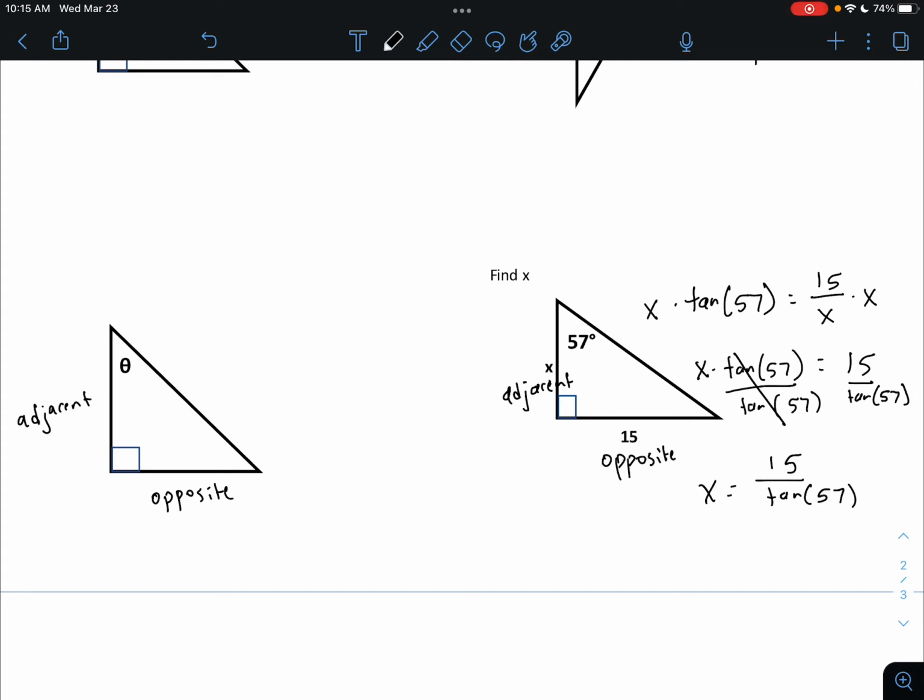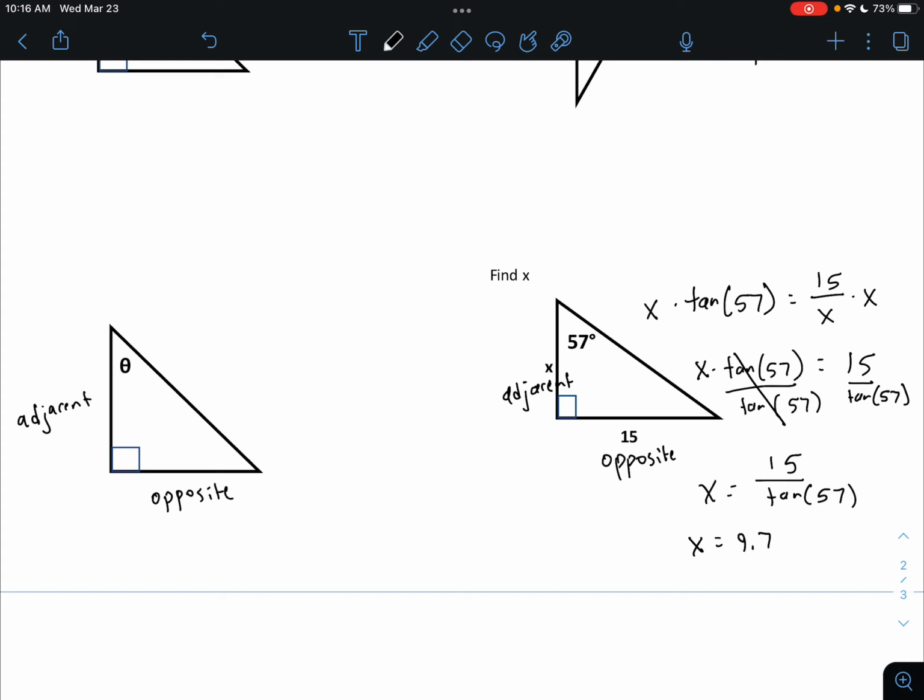Which takes a little bit more work to put into the calculator just to make sure everything lines up nicely. But we're going to say 15 divided by the tangent, that's the third button next to sine and cosine, of 57. Make sure and close your parentheses, and you will get about 9.7. And that's our tangent function.